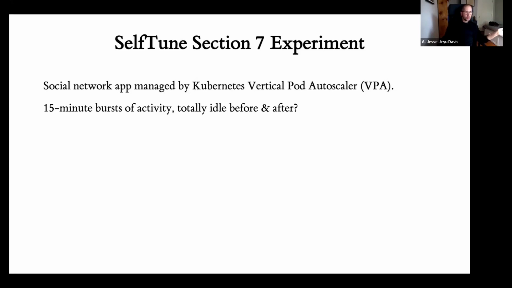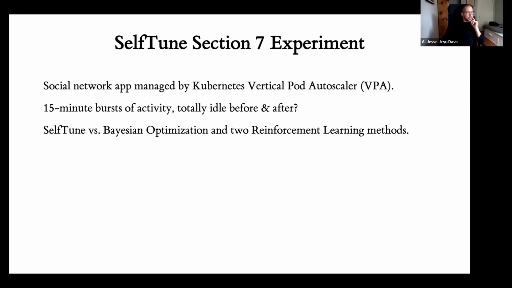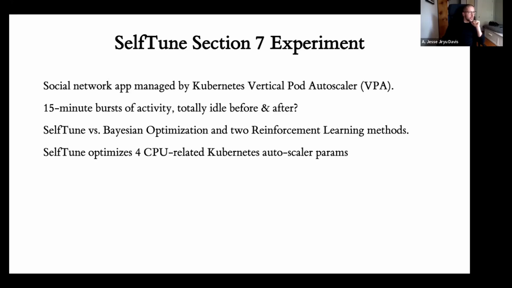And I think it's completely idle before and after, although I'm not clear about that. They tried SelfTune and 3 competing optimizers. One is Bayesian optimization, and then there were two kinds of reinforcement learning methods. The parameters that they gave to SelfTune were 4 CPU-related Kubernetes autoscaling parameters, which govern how much history to look at, how quickly to scale up and down. And then they say about 85 parameters for the 28 microservices.